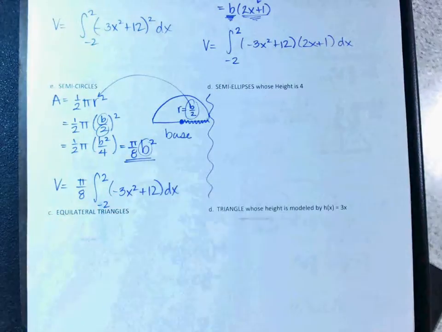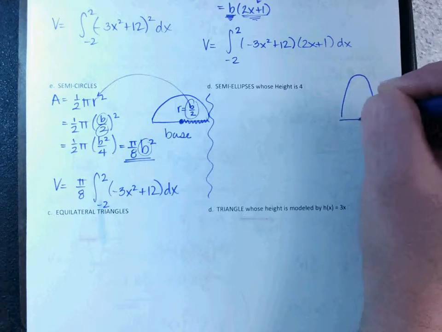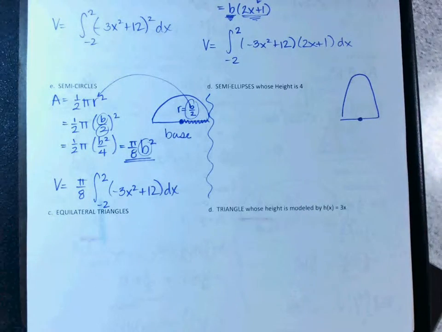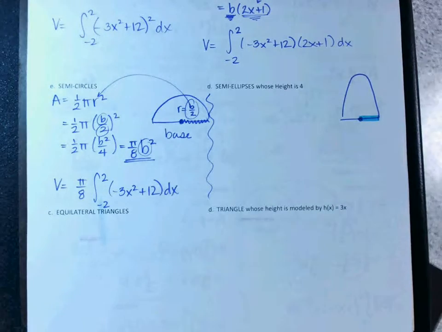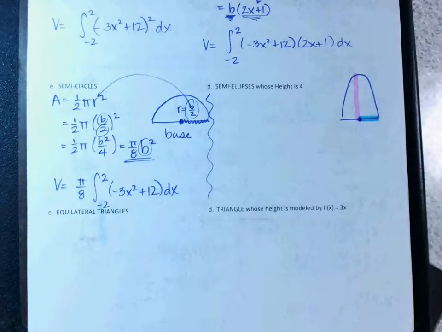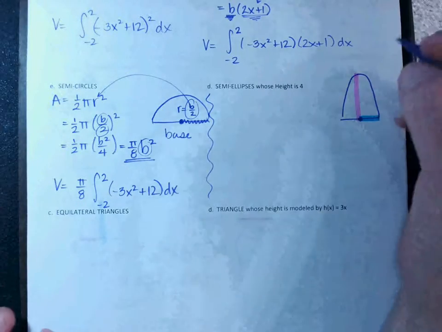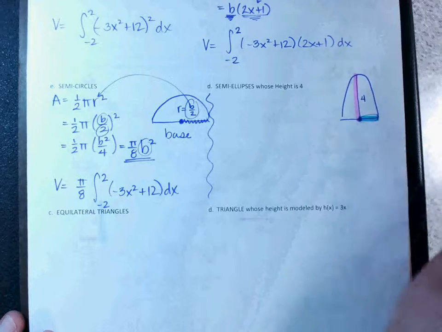Semi-ellipses. Okay, let's do our semi-ellipse. So remember, the only real difference from a circle to a semi-ellipse is that instead of both of your radius measurements being the same, they're different. You have one that goes across, you have one that goes up and down. So notice that it tells me here that my height is 4. That means that I can just sub in this side is 4, but I still need to know this side.